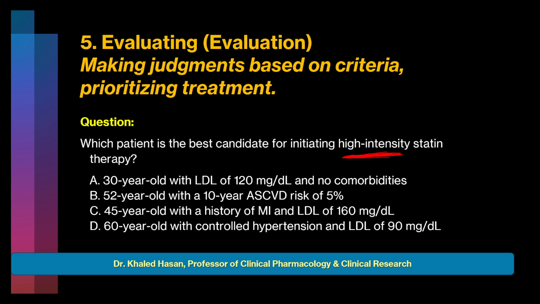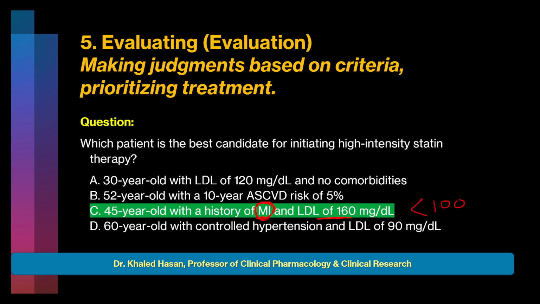So the correct answer will be the 45-year-old with a history of myocardial infarction, MI, and LDL 160. If you look at what we have here, we have clinical cardiovascular disease, myocardial infarction, and LDL cholesterol 160, and the normal should be less than 100. So this is the best candidate for treatment with a high-intensity statin.